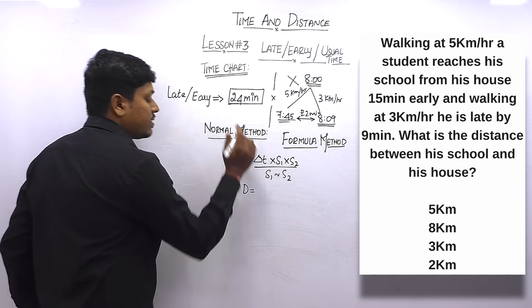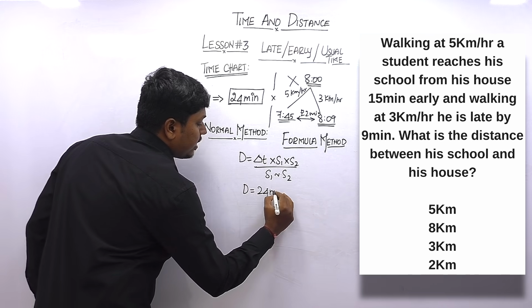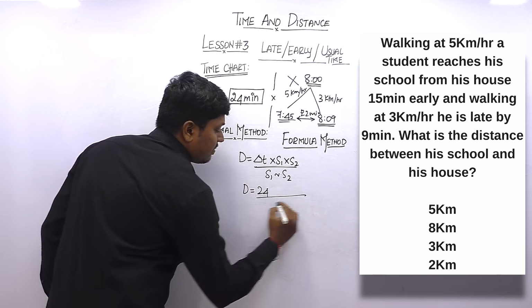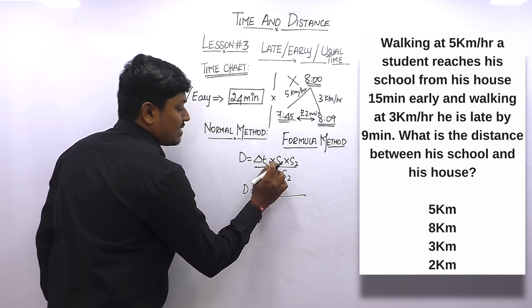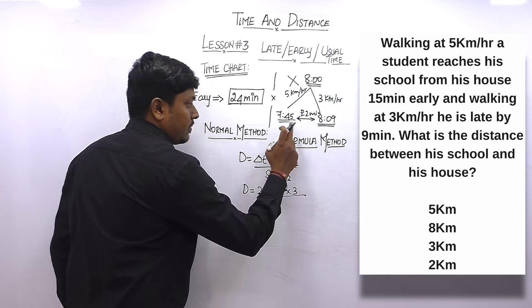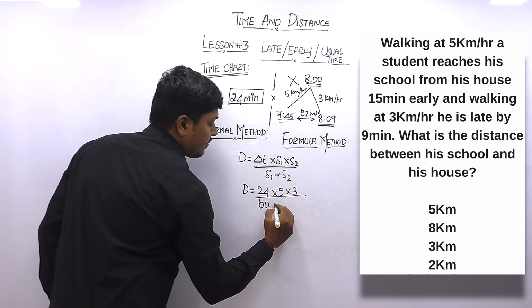We got the time difference, that is 24 minutes. So 24 minutes, in order to convert the minute into hour, let me divide this by 60. Next is speed 1, speed 2. Speed 1 is 5, speed 2 is 3. And next is the difference. 5 and 3, the difference is 2.